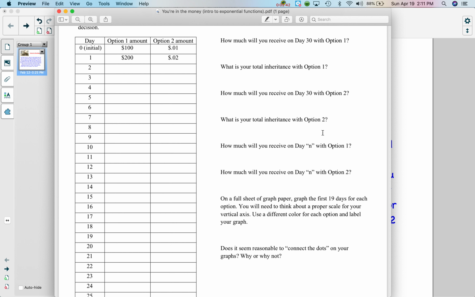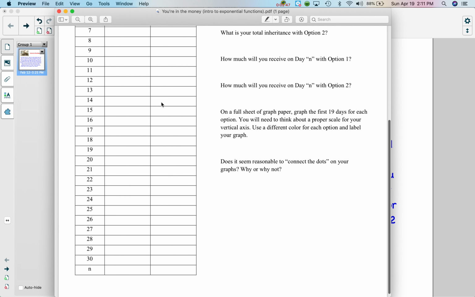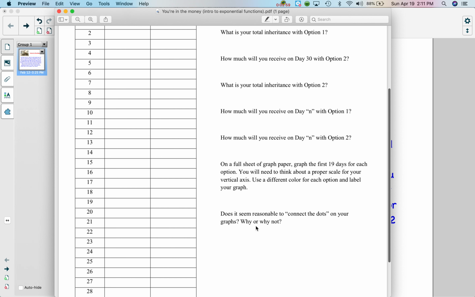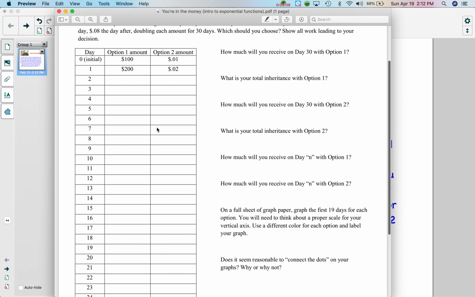Then you'll notice I say, how much will you receive on day N with option one? Now, all the rest of this, up to the 30 and all that, that's a calculation. You can use your calculator. You can figure that out. When you get to day N, now you're looking for a pattern. So now you have to come up with some kind of formula that works. You need the formula for day N with option one, and that formula needs to work with any day. Like if you plug in an 8, you should get what you have in this box. If you plug in a 14, you should get what you have in this box, for either option.